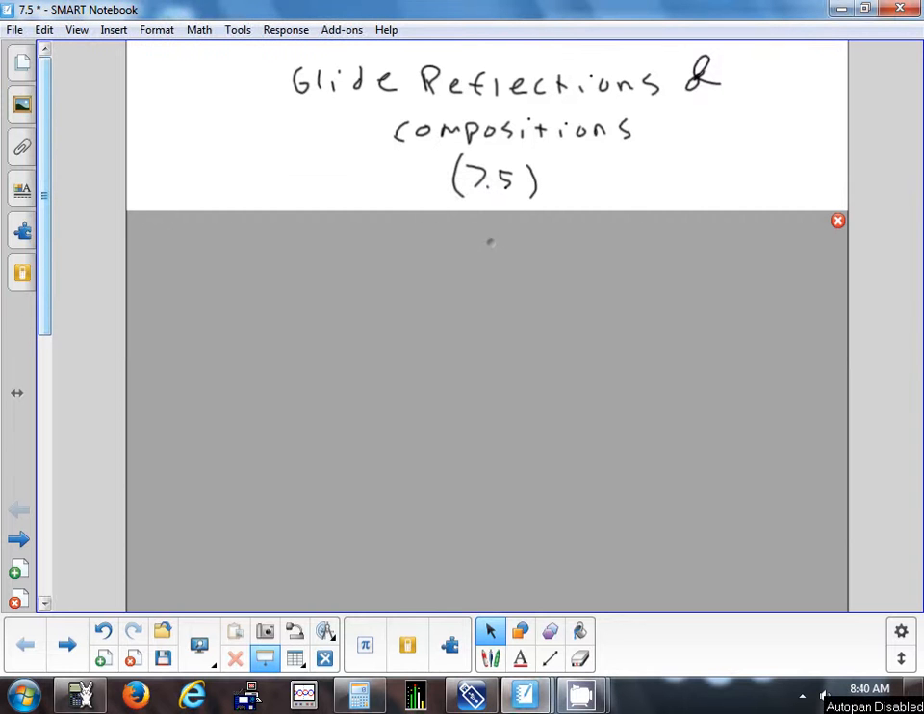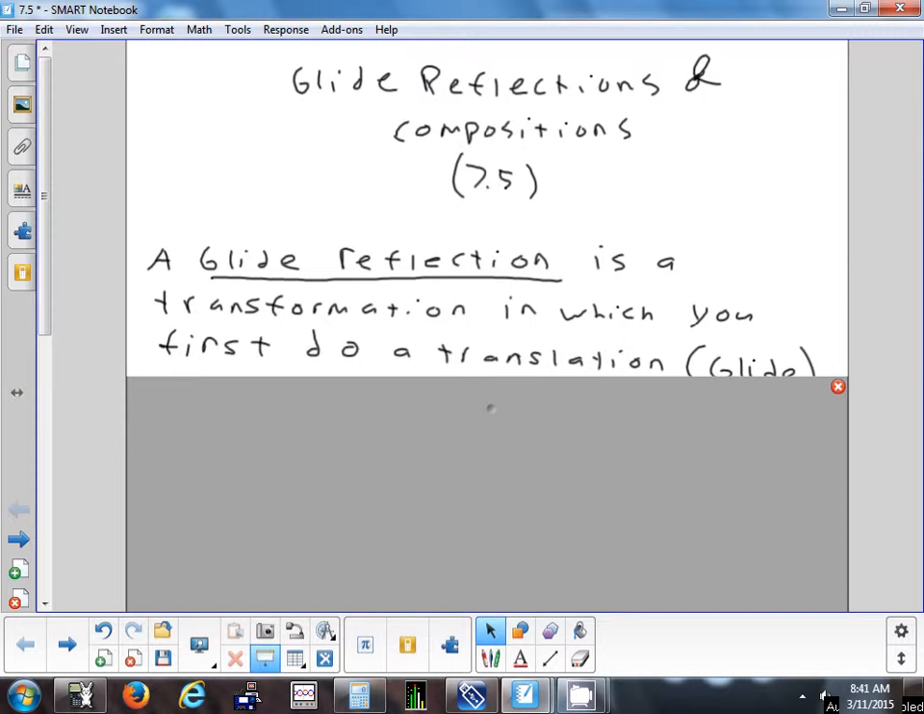Okay, so today, section 7.5, it's on glide reflections and compositions. A glide is another word for a translation, like something gliding along. So a glide reflection is two transformations together. You glide something, and then you reflect it.